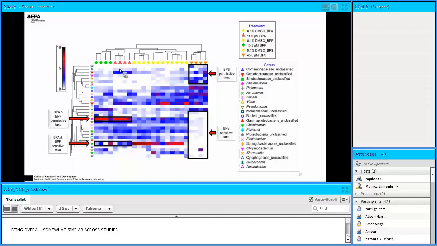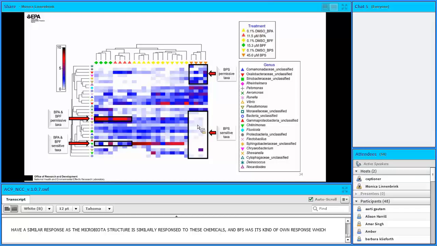And as I alluded to qualitatively on the previous slide, BPF in the green diamonds and BPA in the red triangles cluster together, so they have a similar response. The microbiota community structure similarly responds to these chemicals. And BPS has its own response, which is quite different from what happens in the presence of BPA and BPF.